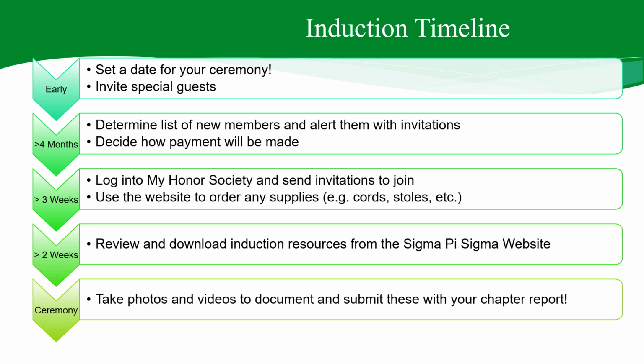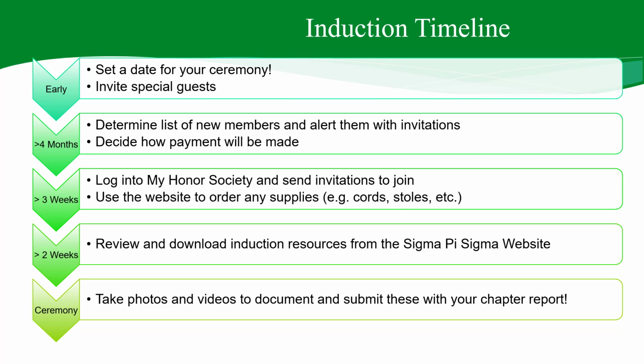Around 4 months ahead of time is a good time to determine your list of new members and alert them with invitations. Now, we know from interacting with a lot of chapters that invitations are much more likely to be accepted if you've talked about Sigma Pi Sigma to your students. So this is also a good time to make those personal communications with your students and tell them what Sigma Pi Sigma membership is. If you just invite them with the standard email from our system, they might just throw it in the junk mail and ignore it.